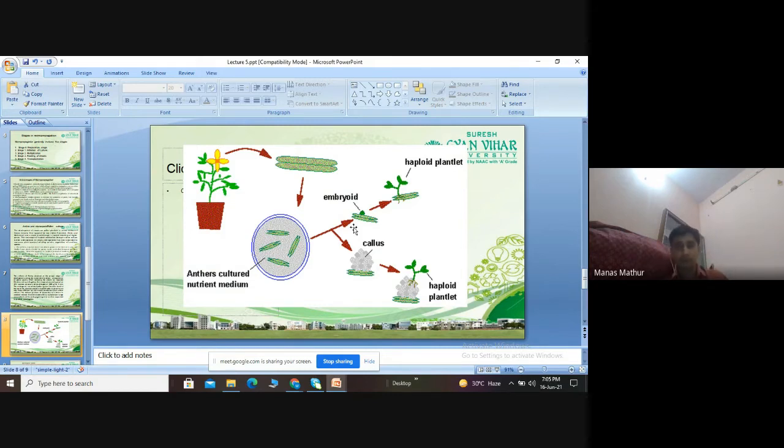The process is the same. What is the difference? We have to dissect the anthers very properly from the flowers, and they will form the haploid plant. So the process is very clear and simple. Take the flower, take the anthers, put them on the media. They will form either callus, or without callus, an embryoid. They will form a haploid plant. So this diagram represents the proper pathway of anther culture.